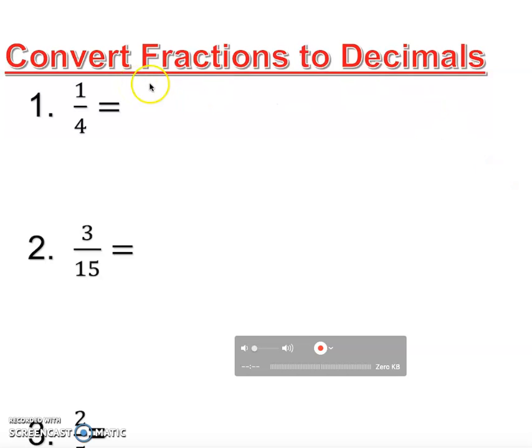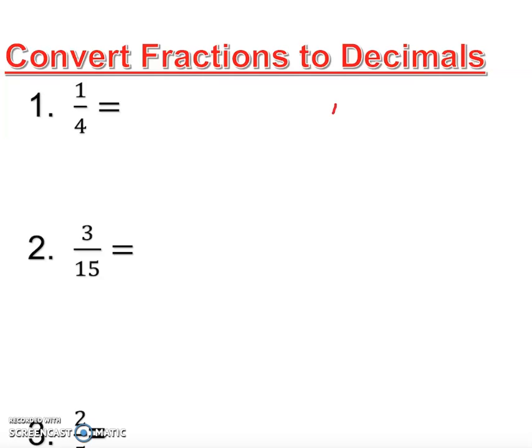Okay, in this video I'll show you how to convert a fraction to a decimal. Usually we just divide the numerator by the denominator, and that's the way you convert a fraction to a decimal. On the right side I'm going to show you how you can do the long division.